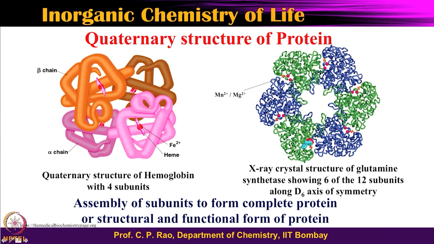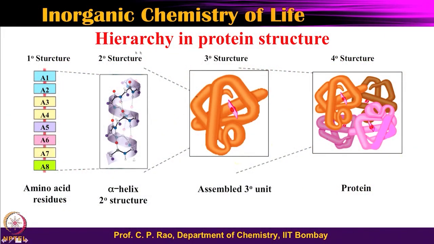Now what have we learned? The primary structure, the secondary structure, the tertiary structure, and the quaternary structure. All of these obviously are important. Now let me put them together in one slide and explain. On the left extreme you see A1, A2, A3, A4, meaning amino acid 1, amino acid 2, amino acid 3. They are connected, which means it is a polypeptide, connected in this particular fashion, therefore it is a primary structure. Primary structure and sequence are one and the same. So the amino acid residues are connected in this fashion.